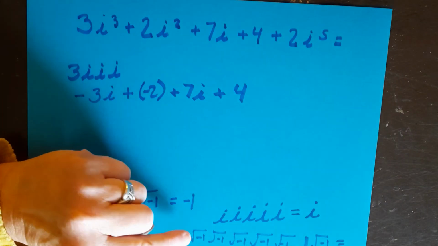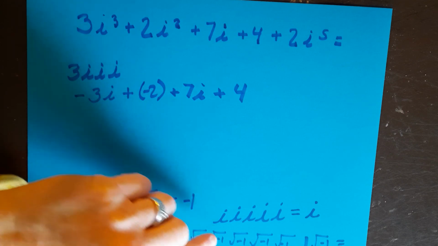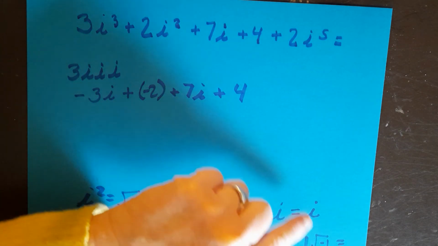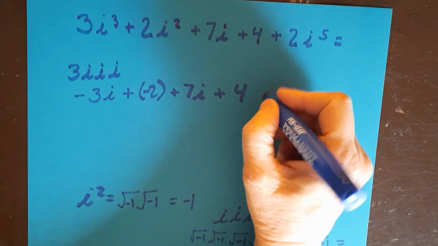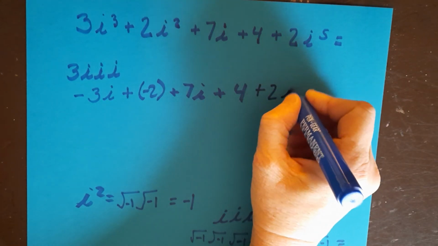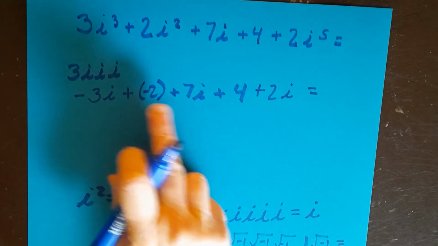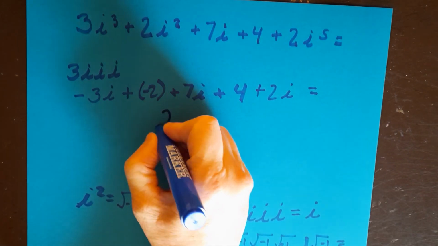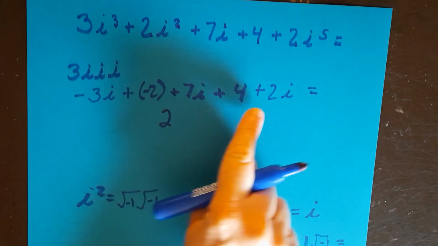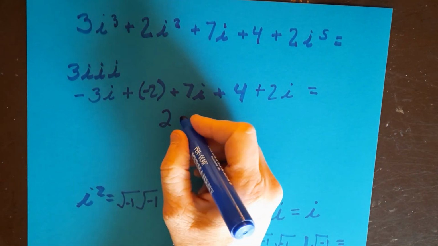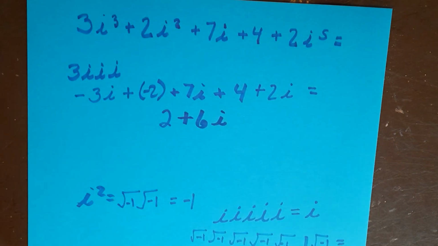You see how we got that? Because each one of these i's is the square root of negative 1. And when you multiply them together, it simplifies to just i. So we have 2 times i, which is 2i. Now we can add all the real numbers. A negative 2 plus 4 is 2. Negative 3i plus 7i is 4i. Plus 2i is 6i. So we have 2 plus 6i. And that's it.